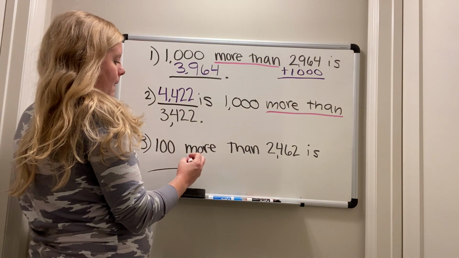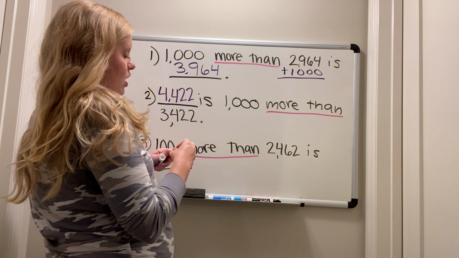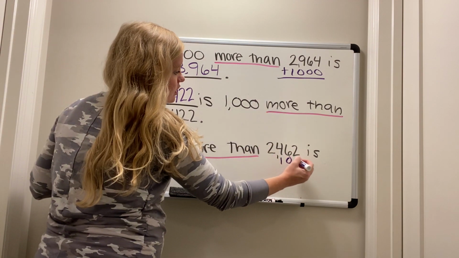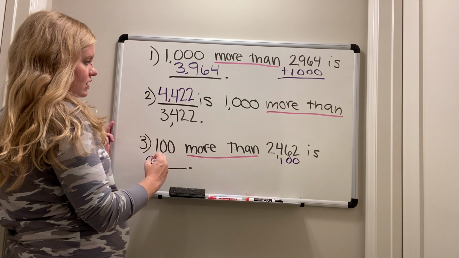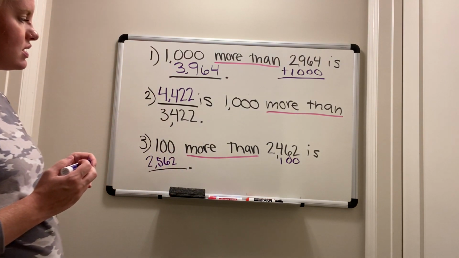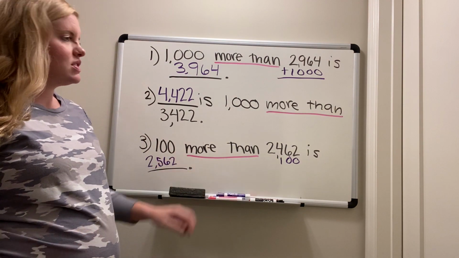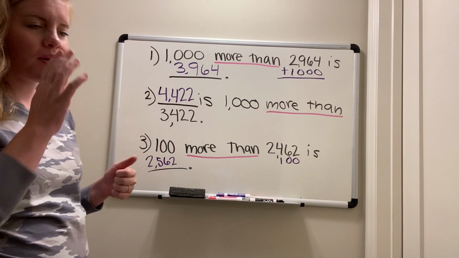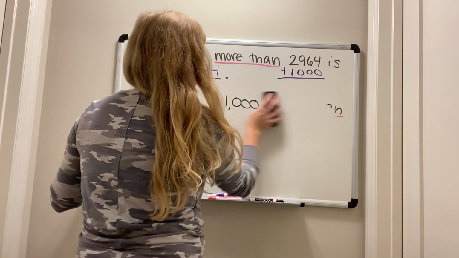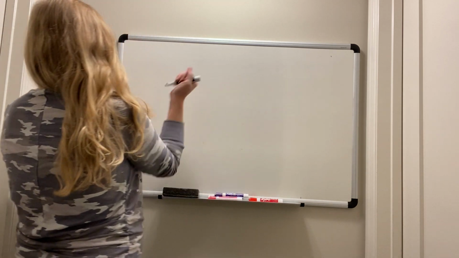Okay, let's look at this. 100 more than 2,462 is, again, we would just add 100. So it would be 2,562. Let's read it to make sure it makes sense. 100 more than 2,462 is 2,562. Excellent. Okay. Now, I'm going to give you 3 to do on your own, and we'll go over it.